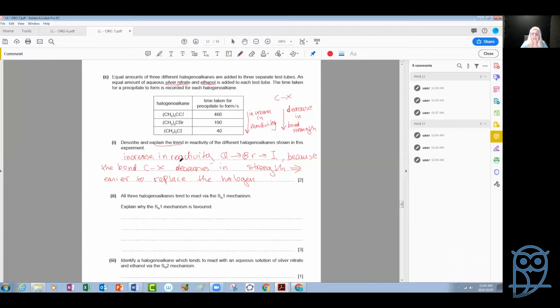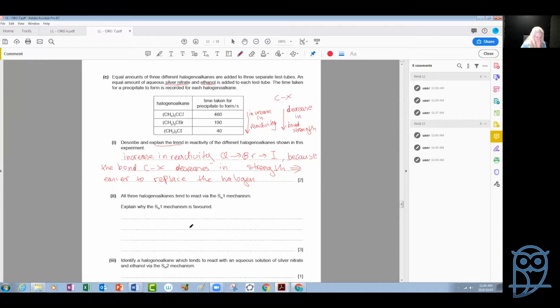So the increase in reactivity from chlorine to iodine is the trend, and this can be explained because of the decrease in bond strength between the carbon and the halogen, which makes it easier to break this bond and replace the halogen, and the precipitate to form.